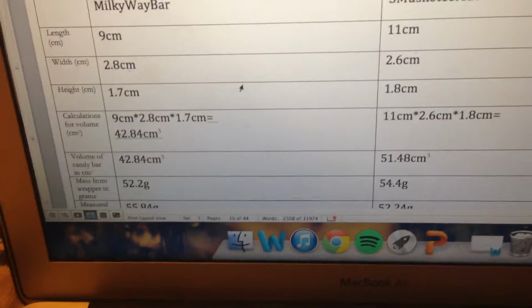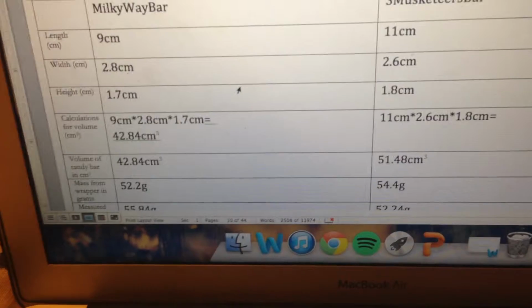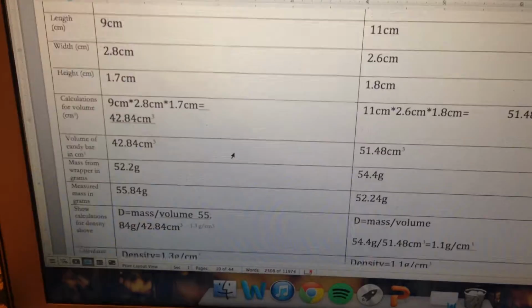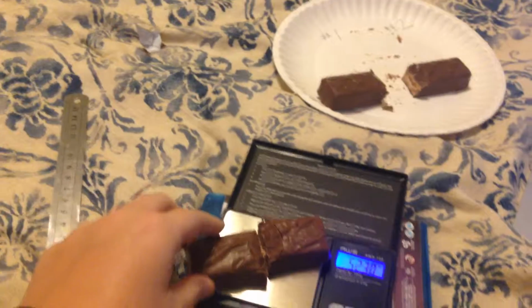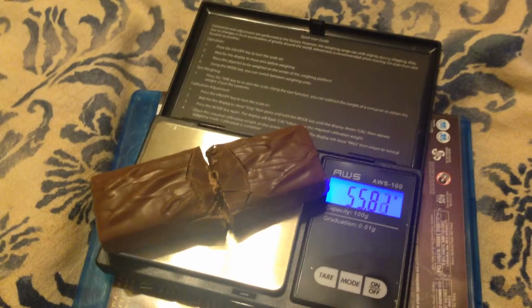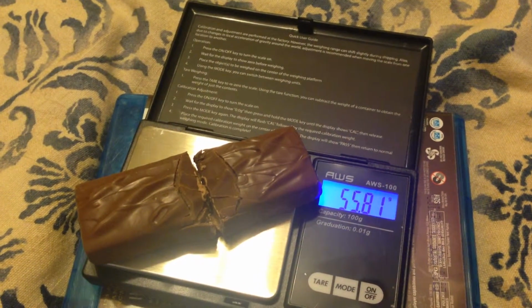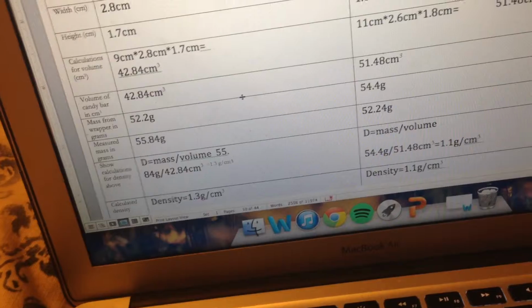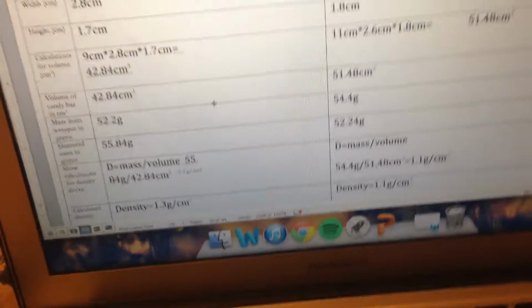and I got 42.84 centimeters cubed for the Milky Way bar. And then for the mass, I had to place, when the bar was still together, I placed it on here, and I got about 55 grams. And then for density, you take mass divided by volume, and my results are right there.